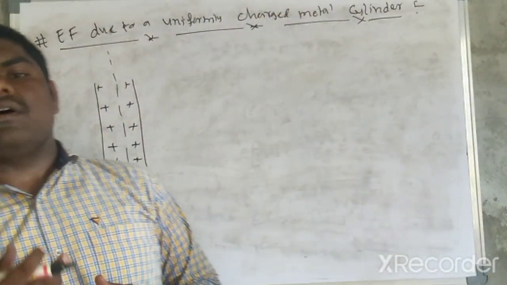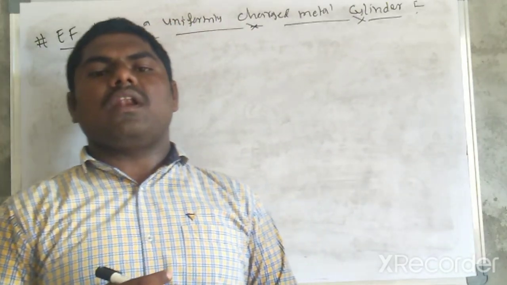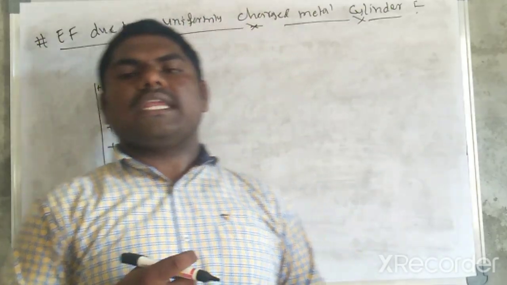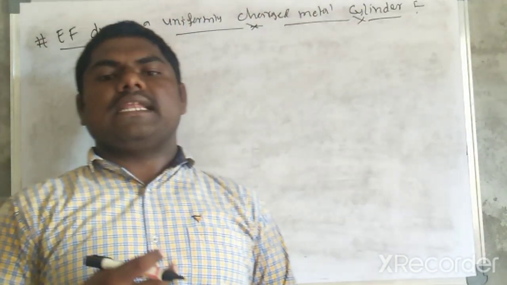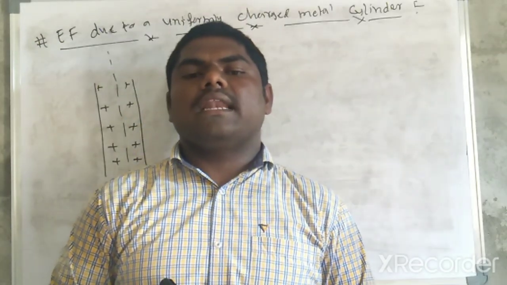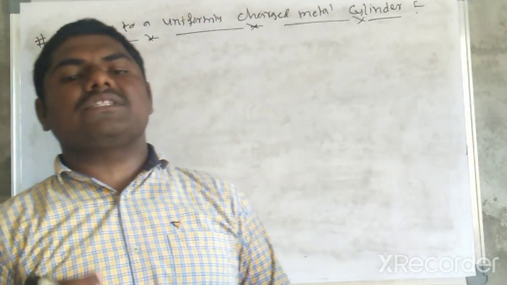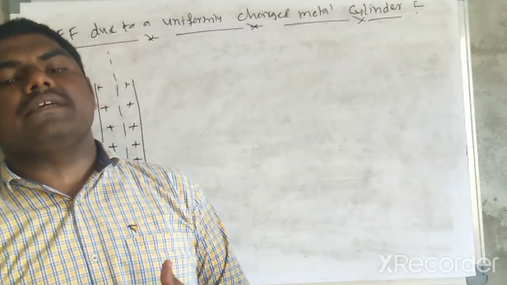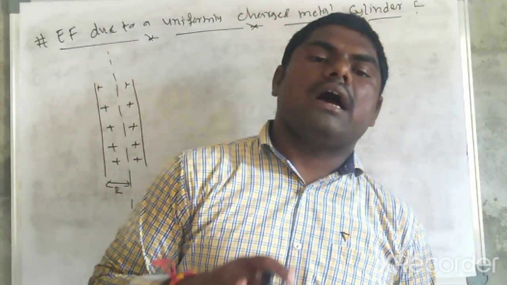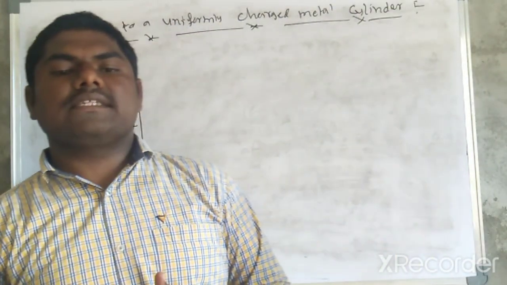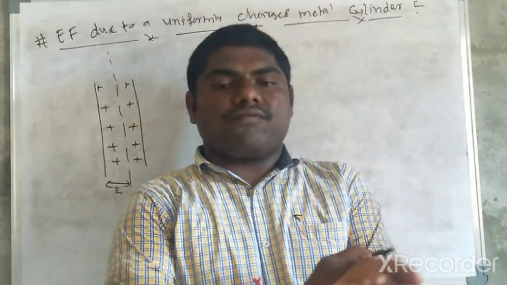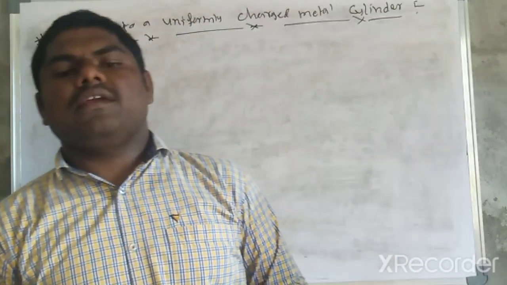In case of a metal cylinder, we are already aware that for a position x less than small r, inside, the electric field is always zero because of symmetry. That's why inside the electric field is always zero.